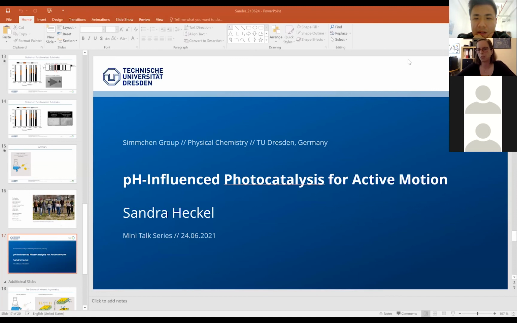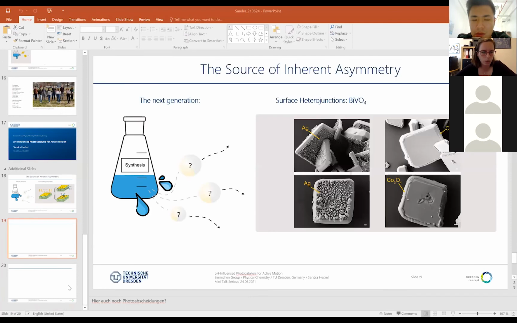So I cannot really say. Okay, I have a question. Does the pH affect the ellipsoid particles' motion? Yes, it does. I didn't show this, but I think I have it here.